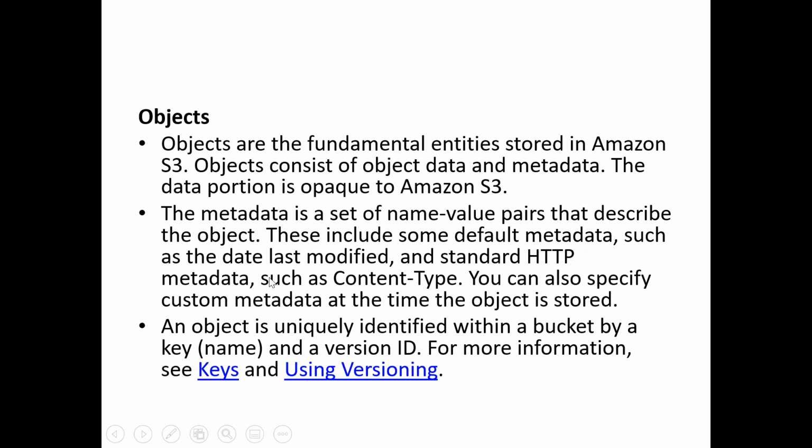It will include things such as date last modified and HTTP content type, like whether it's an HTML file or JPG file, and you can also basically go ahead and store custom metadata at the time when the object is stored. I'll show you what different information we can store there. I'll tell you about all these components in the process of creating a bucket and uploading the objects. I'll give you all this information.